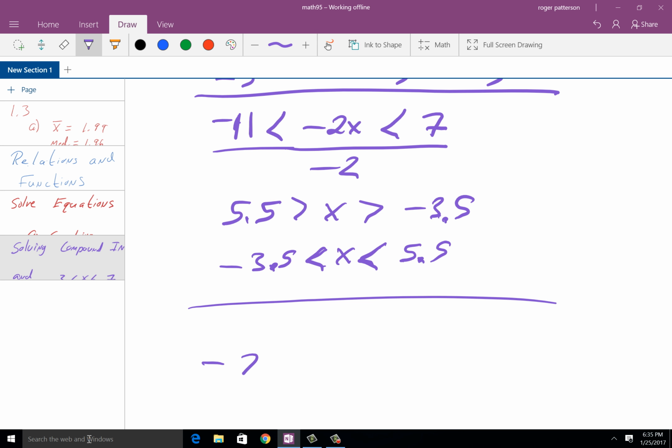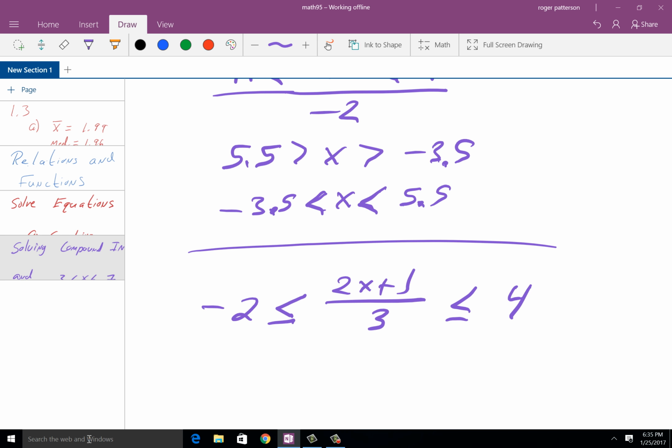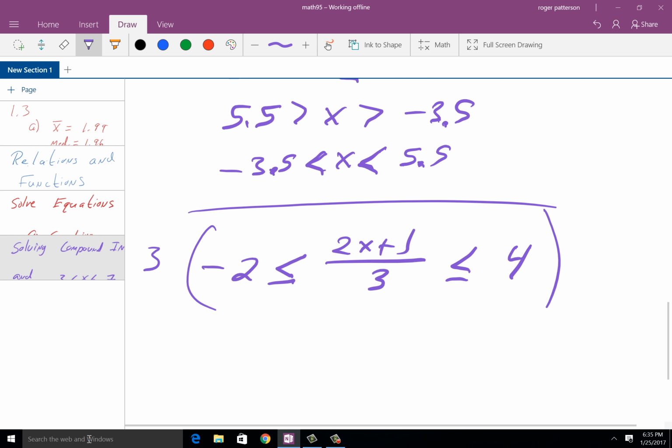All right, so let's do one like that then. -2 less than or equal to 2x plus 1 over 3 less than or equal to 4. So we'll do one like this, because there's one like this on the assignment. Again, this is just another and. I should do an or sometime. How would we attack this one? What are we going to do here? Multiply by what? 3. What a great idea. Clear that bottom. What are we going to get?